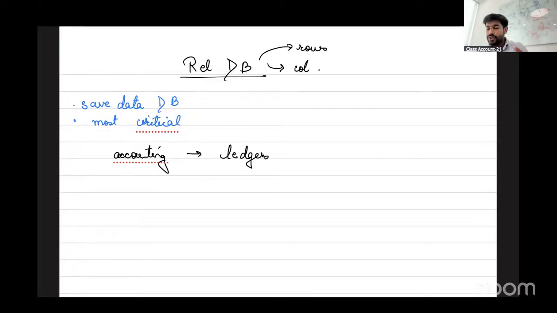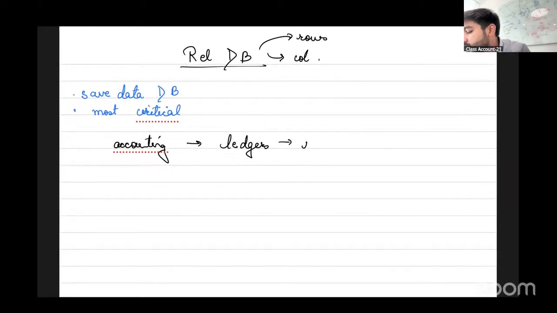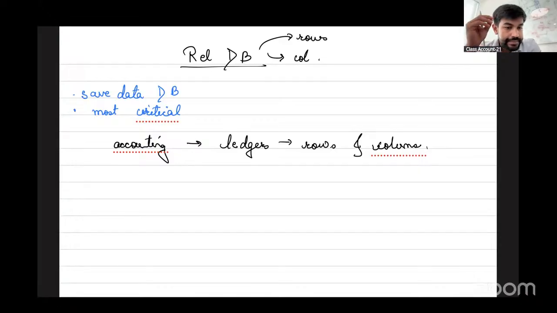Doing accounting on computers and using ledgers, they started thinking: why not take this ledger and keep it in the computer and save it? That is where the birth of a table with rows and columns erupted. So the databases were developed to support accounting.